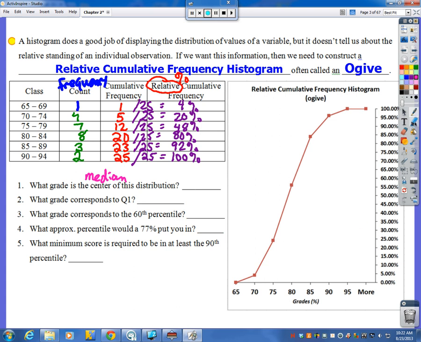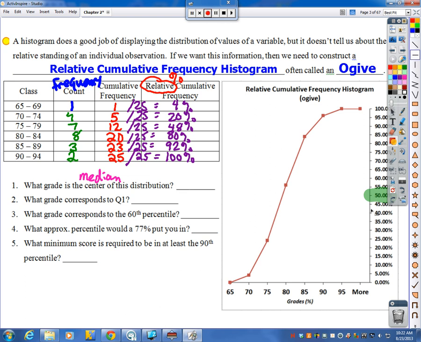So if the median's at the 50th percentile, here's the 50th, we just need to shoot over from the 50th percentile, right?